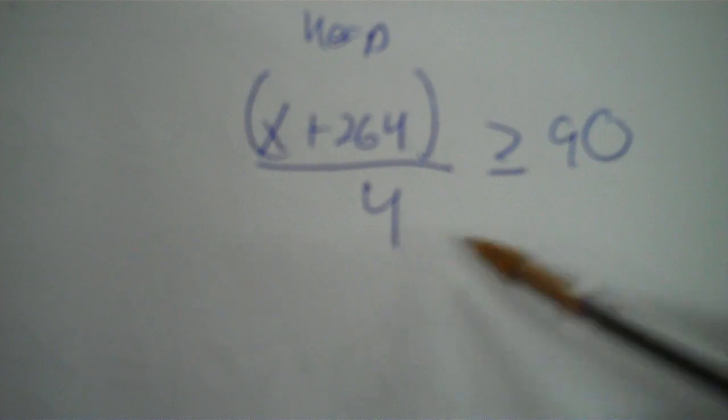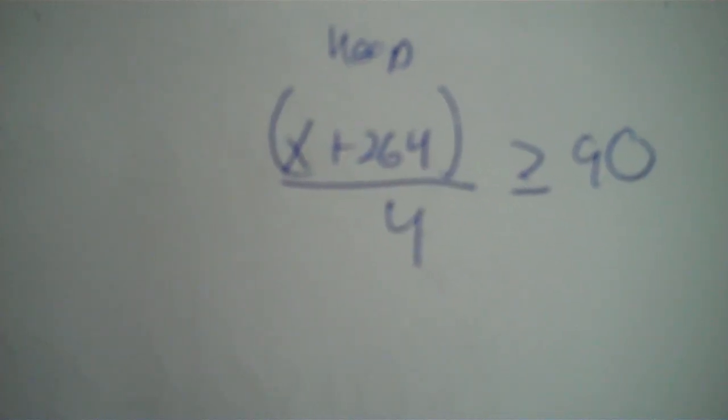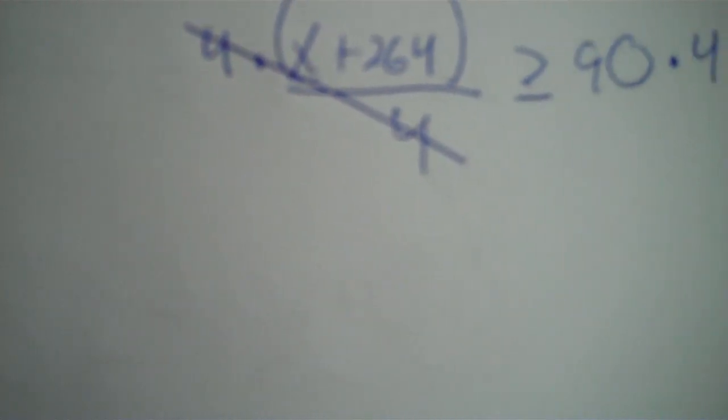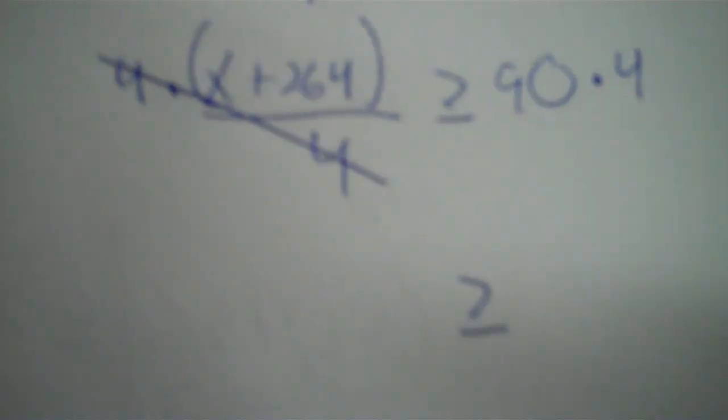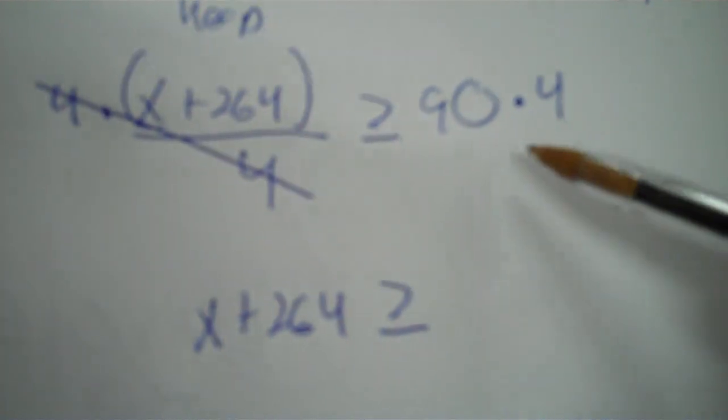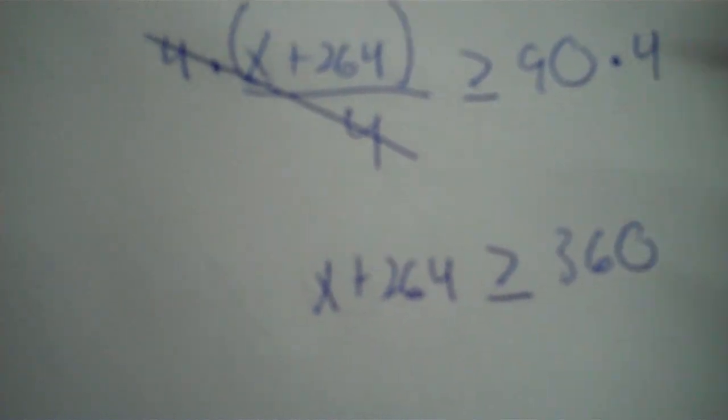But we have one whole side divided by 4, so when that happens, I want to kind of group this, and I have to get rid of the divide by 4 first. You get rid of the divide by 4 by times 4. You want to do that first because the whole side is divided by 4. I am multiplying each side by a positive number, so the sign will not change. So I have X plus 264, and on the other side, 90 times 4 is 360.